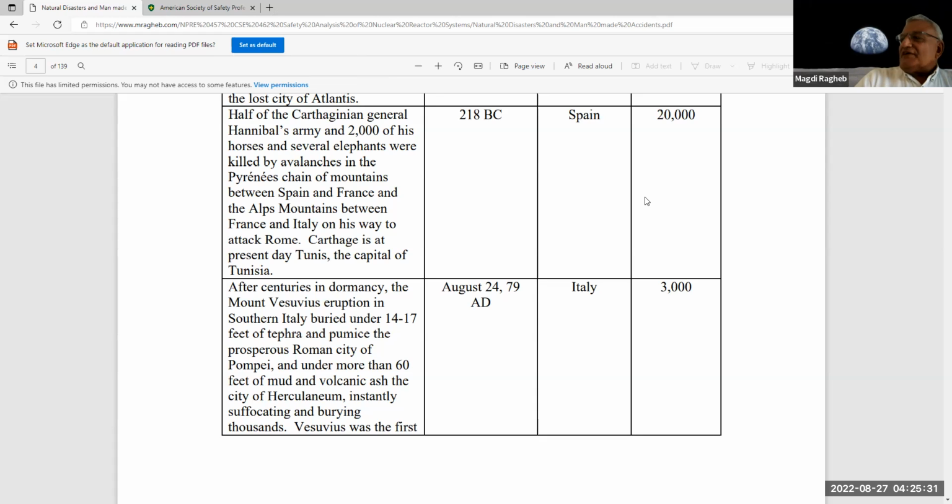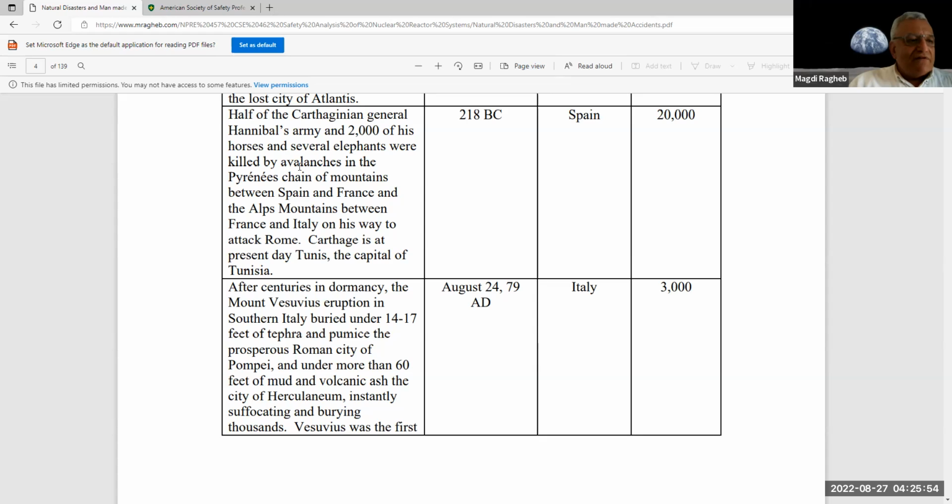He did a fascinating feat with his army and his elephants in crossing the Pyrenees chain of mountains, between Spain and France, headed to Italy, and fought the Romans there, but eventually the Romans defeated the Carthaginian empire in general.